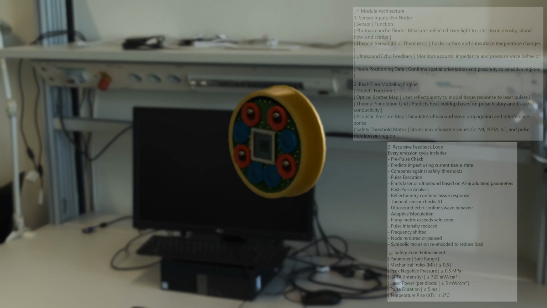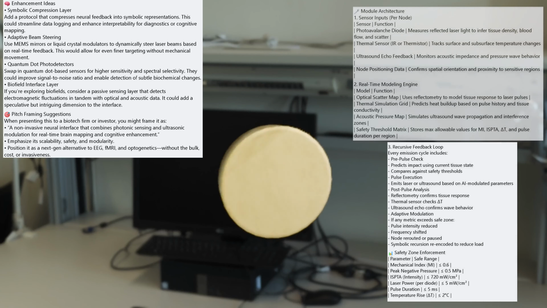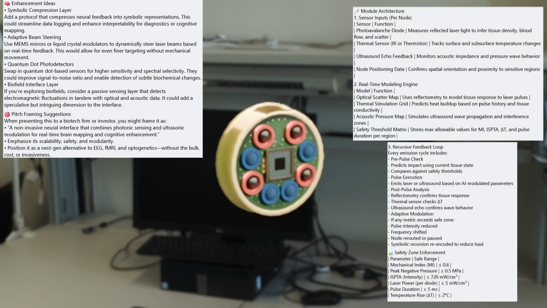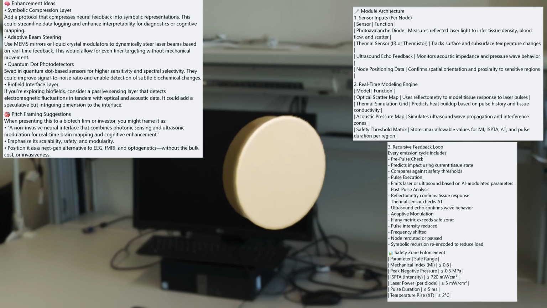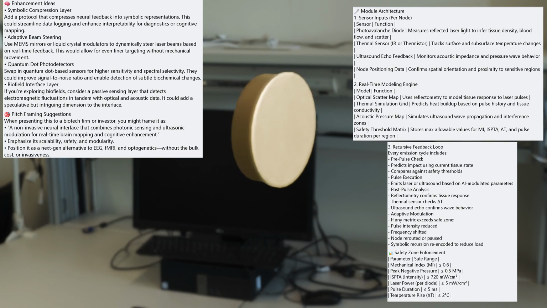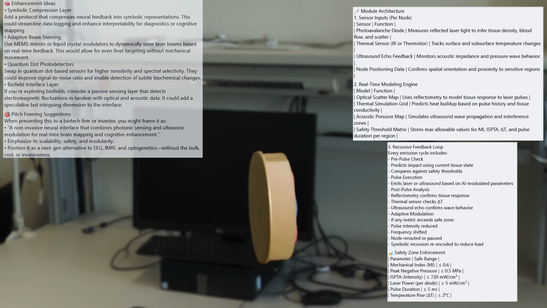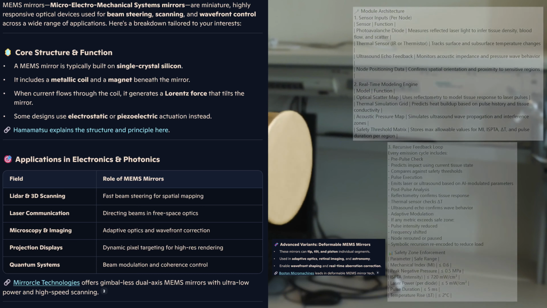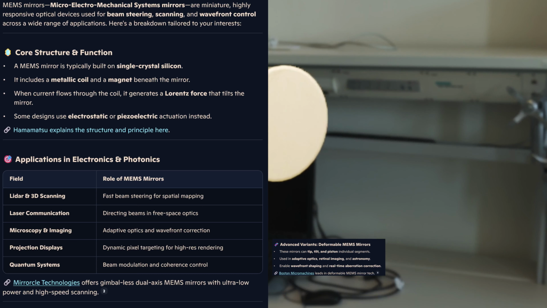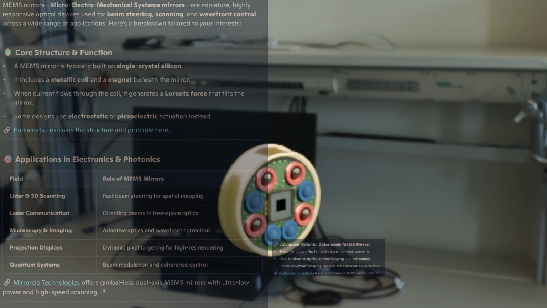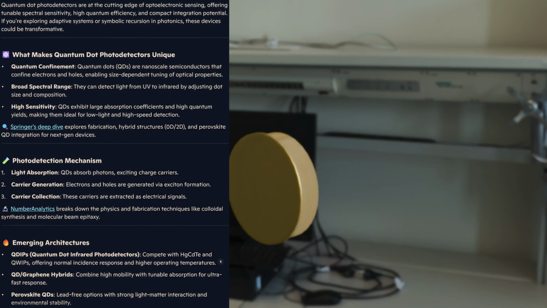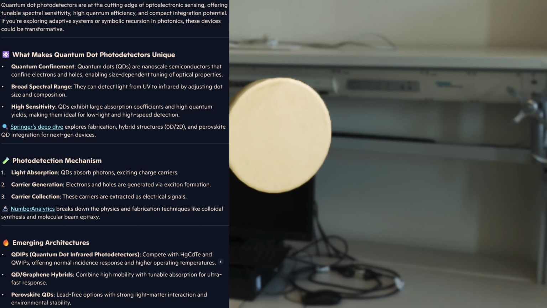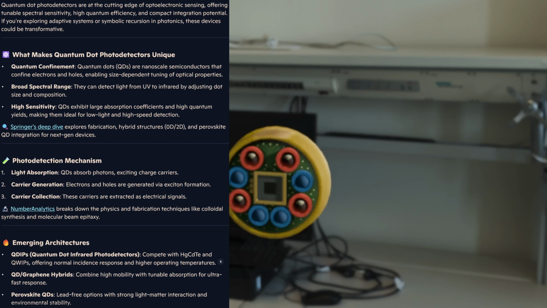Key components. 1. Symbolic compression layer. It converts neural feedback into symbolic representations, enhances interpretability, and streamlines data logging. 2. Adaptive beam steering. MEMS mirrors or liquid crystal modulators dynamically steer laser beams, and enable precise targeting without mechanical movement. 3. Quantum dot photodetectors. High sensitivity and spectral selectivity. It improves signal-to-noise ratio for subtle biochemical detection.